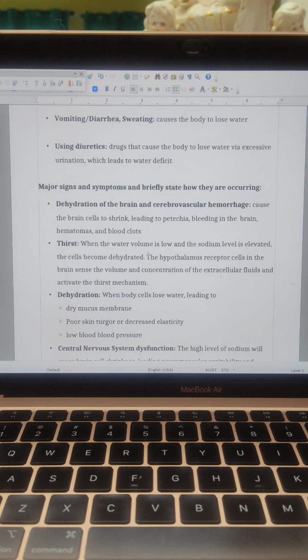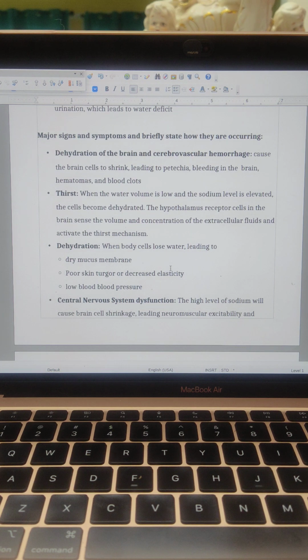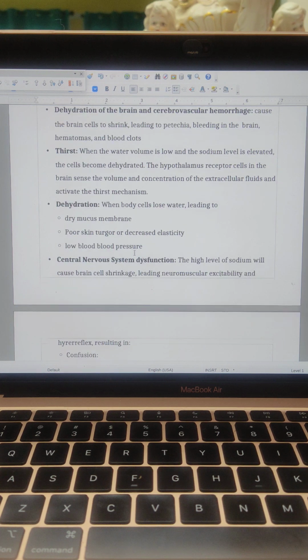Thirst is also a major sign of hypernatremia because when the water volume is low and the sodium level is elevated, the cells will become dehydrated. And then the hypothalamus receptor cells in the brain will sense this situation and will activate the thirst mechanism. Dehydration in general is also a sign of hypernatremia because when the body cells lose water again, this could lead to dry mucous membrane, poor skin turgor or decreased elasticity, and low blood pressure.